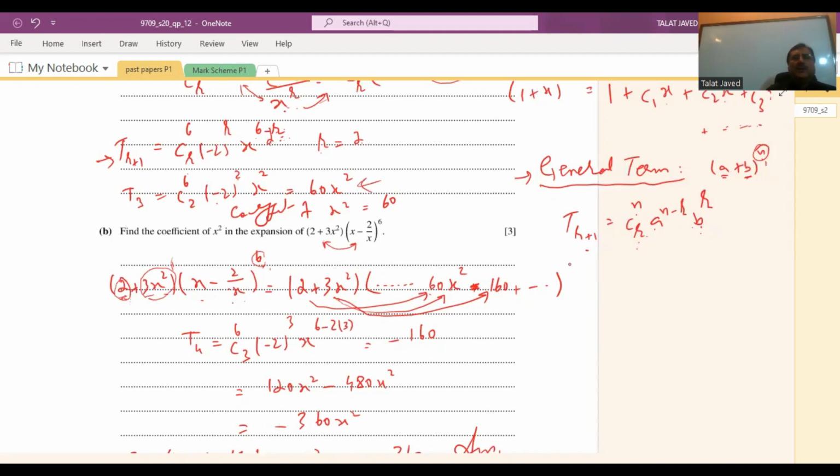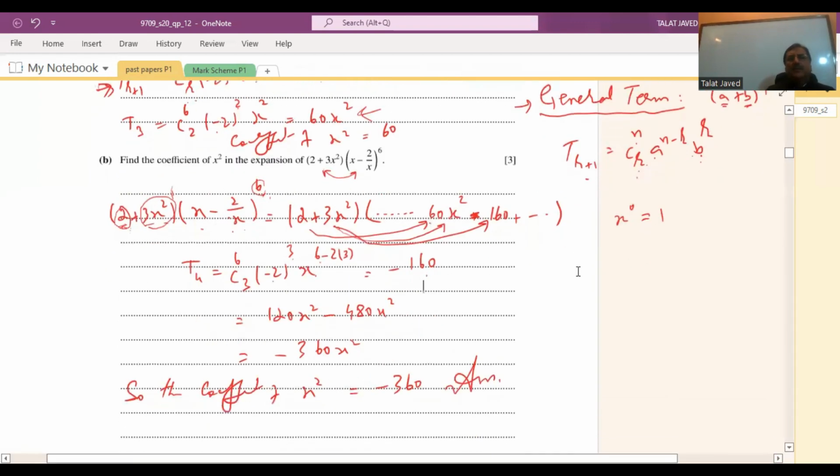Another term we need is the one independent of x. So in the general term T r plus 1, I put r equal to 3. 6C3 times minus 2 raised to power 3, x raised to power 6 minus 6, which is x raised to power 0. If the power of any number is 0, it means 1. So 6C3 multiplied by minus 2 raised to power 3 will give minus 160. So I write over here minus 160.